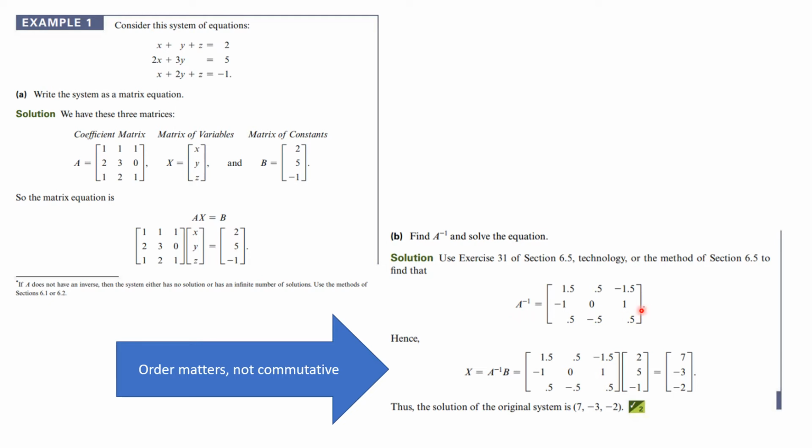So my next step is I'm going to multiply A inverse times B to get the answer. Now the order matters, so it has to be A inverse times B in that order because matrix multiplication is not commutative. Let's look at doing that.